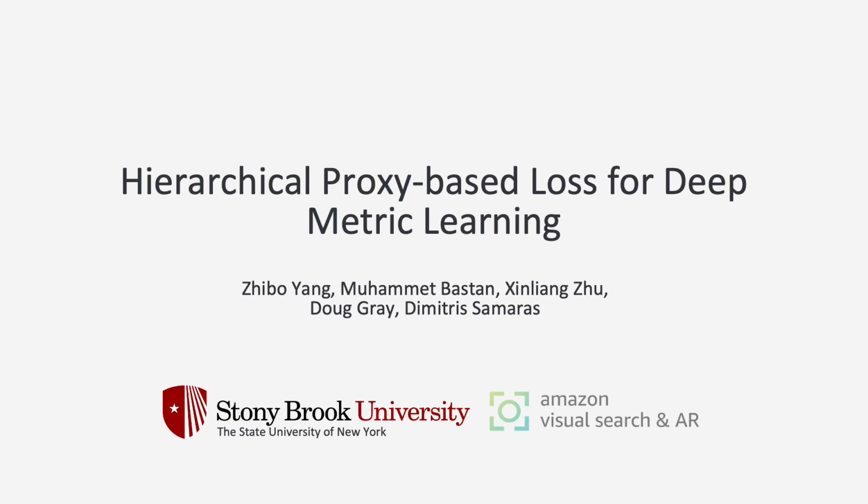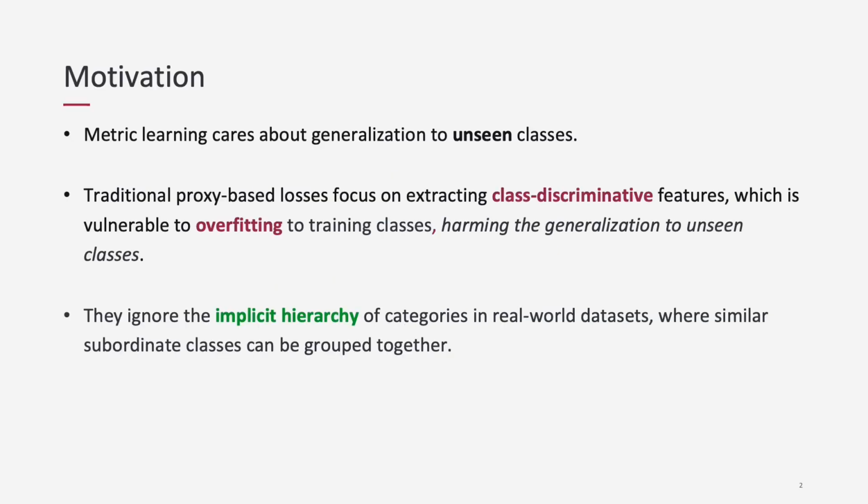Today I'm going to present our work on hierarchical proxy-based loss for deep metric learning. In computer vision, metric learning seeks to learn a function that measures the semantic similarity between image pairs, and it is very important for the learned similarity function to be able to generalize to unseen classes. However, existing proxy-based losses focus on learning a discriminative representation, ignoring the class-shared information and the implicit data hierarchy. This could harm the generalizability of the learned metric to unseen classes.